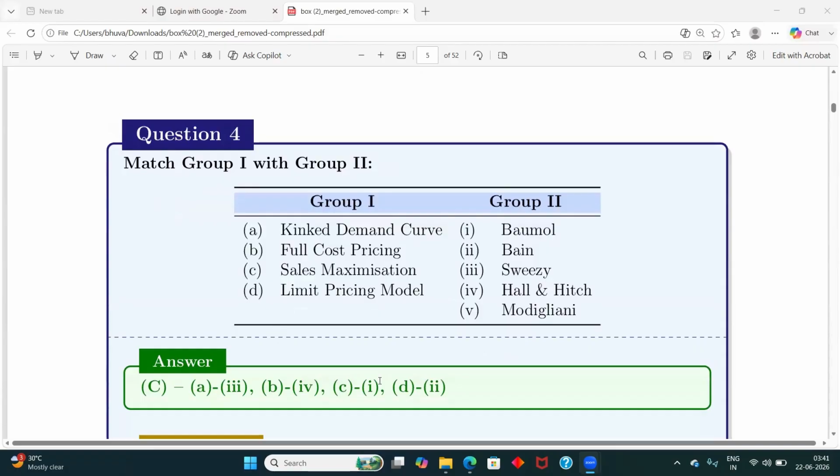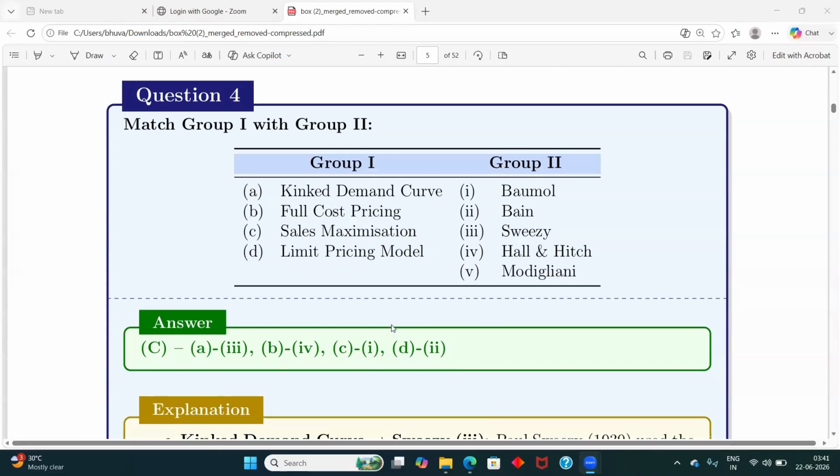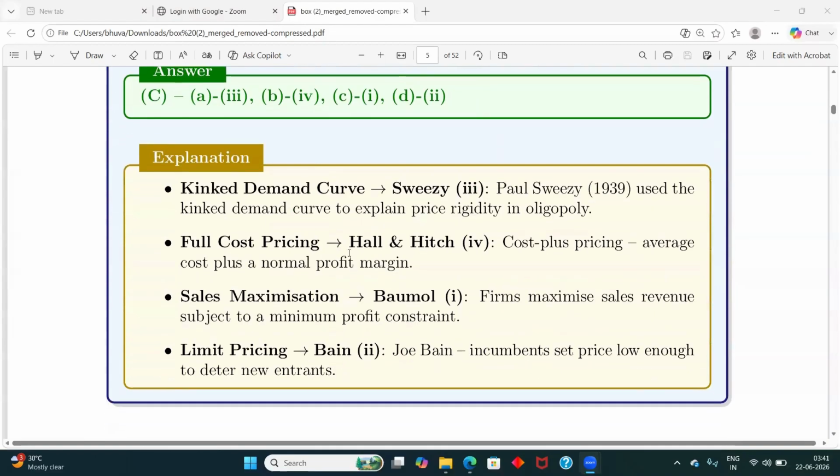Question number 4. Match group 1 with group 2. In group 1 we have the theories, and in group 2 we have economist names. So the kinked demand theory is given by Paul Sweezy, full cost pricing is given by Hall and Hitch, sales maximization is given by Baumol, and the limit pricing model is given by Bain. So this is the explanation of this question.